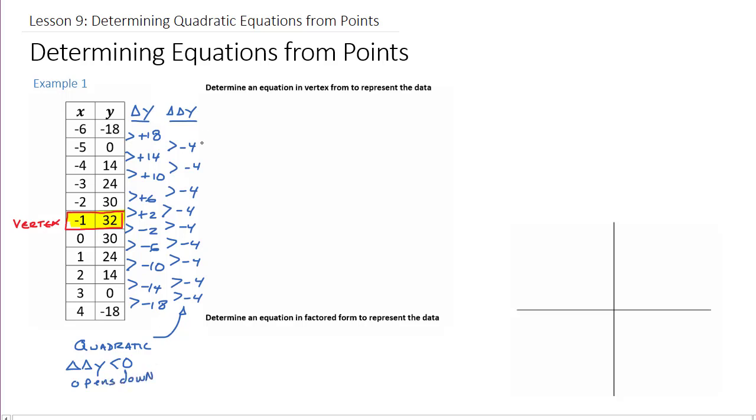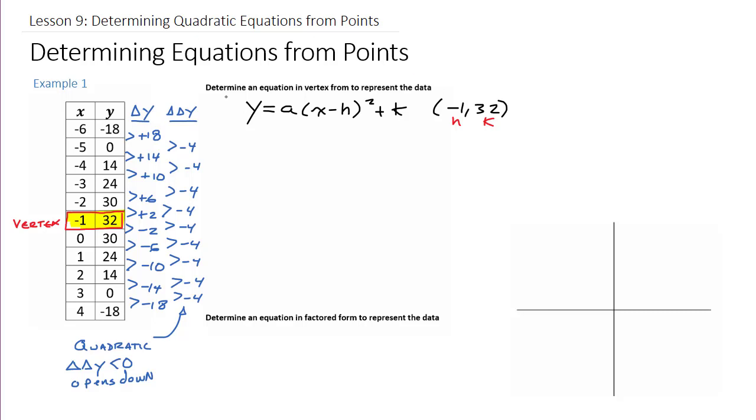So we know the vertex, so why don't we start with vertex form? So determine an equation in vertex form. How do we do that? Well, we start with y equals a(x minus h) squared plus k. That's vertex form. And our vertex is negative 1, 32. So that's the h, that's the k. H and k. So we can sub that into our parabola. y equals a(x minus negative 1), so it's going to be (x plus 1) squared plus 32.